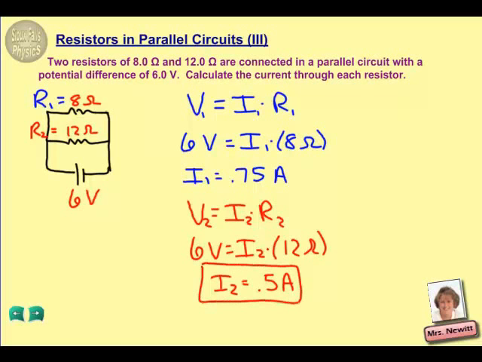So we have a total of 0.5 amps through the 12 ohm resistor, 0.75 amps through the 8 ohm resistor, and that satisfies our question. Notice that if we wanted to, we could calculate equivalent amounts for the entire circuit, and that would give us a way to double check. But in this case, simply to answer the question, we can give the two currents individually.